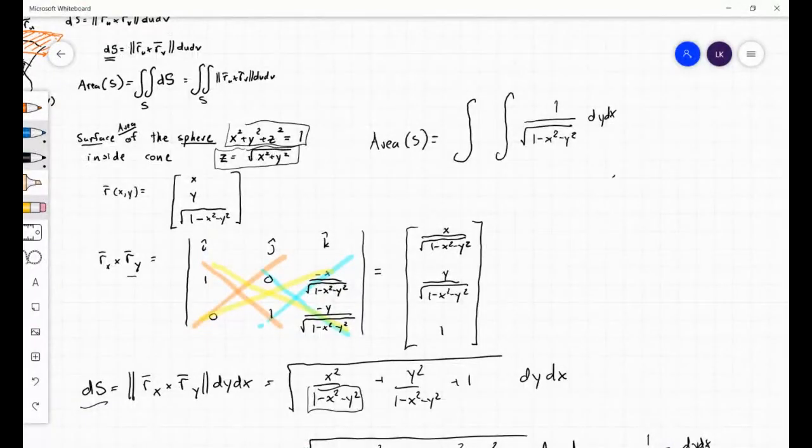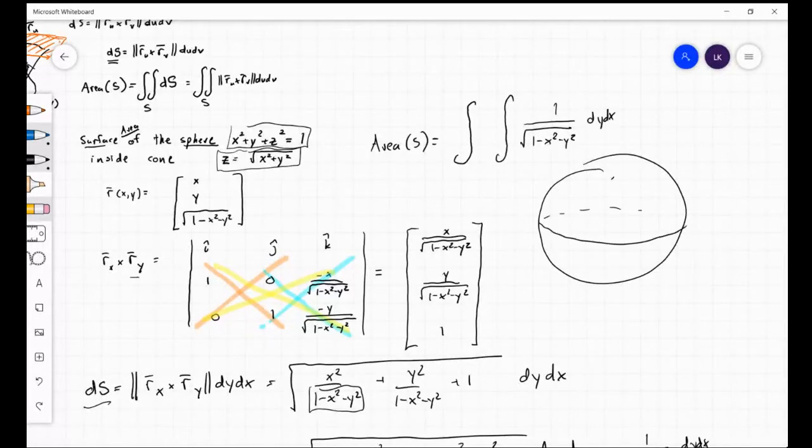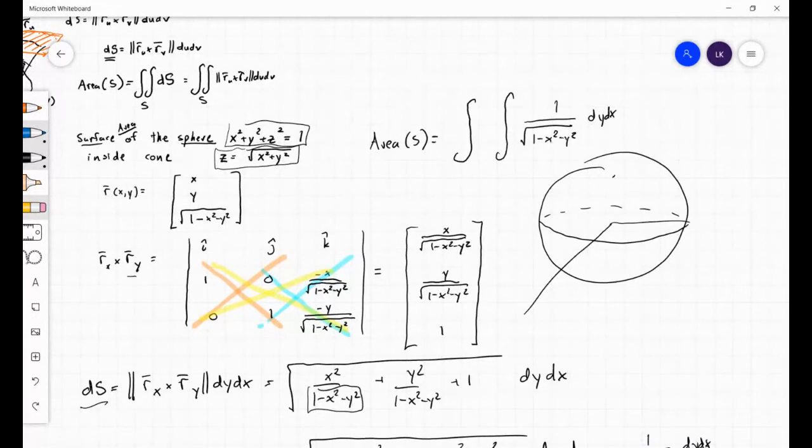Well, these are rectangular coordinates you have to remember. So if you take your sphere, and then you have your cone as well. The sphere and the cone will intersect along some circle.